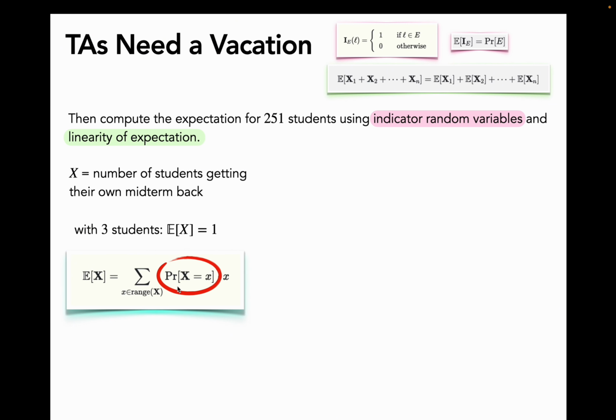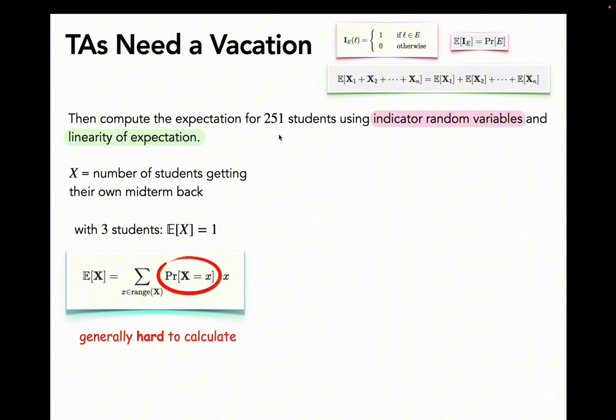We needed the probability that X was equal to any particular value. And this is actually, in general, hard to calculate. The reason we were able to do it with 3 students is that we just manually listed out all 3 factorial, or 6, different options and read out these probabilities from the table. If we were to make a similar table for the 251 students, that table would have well over billions of rows, and there's no way we're going to be able to manually enumerate all of that. So that's not really feasible.